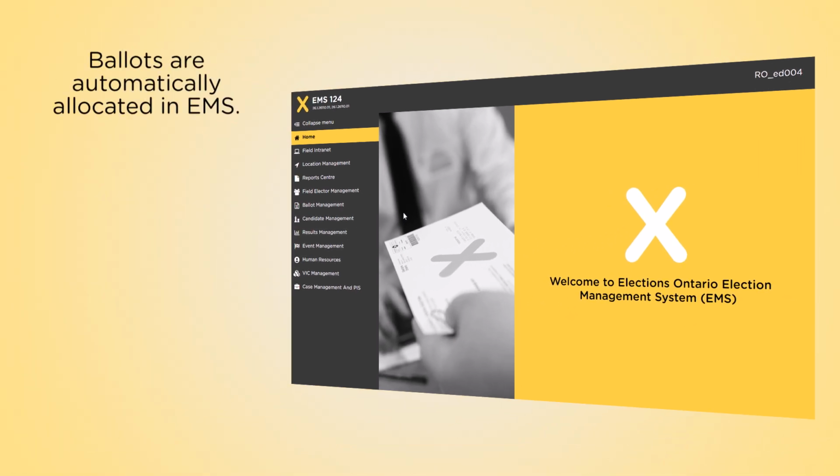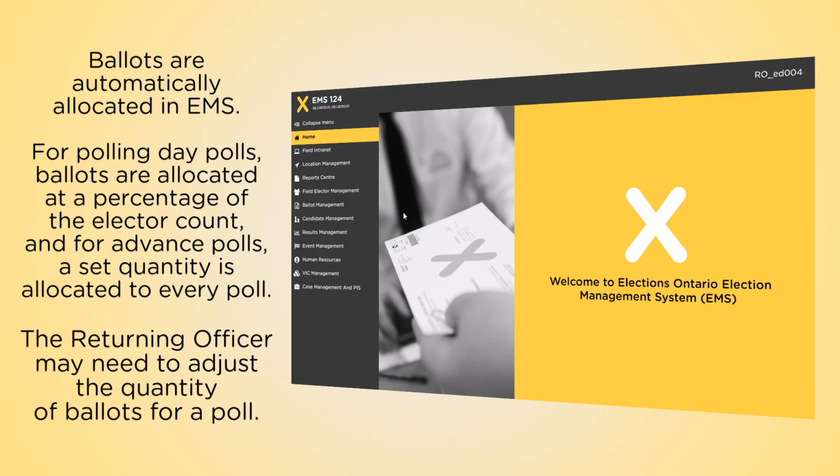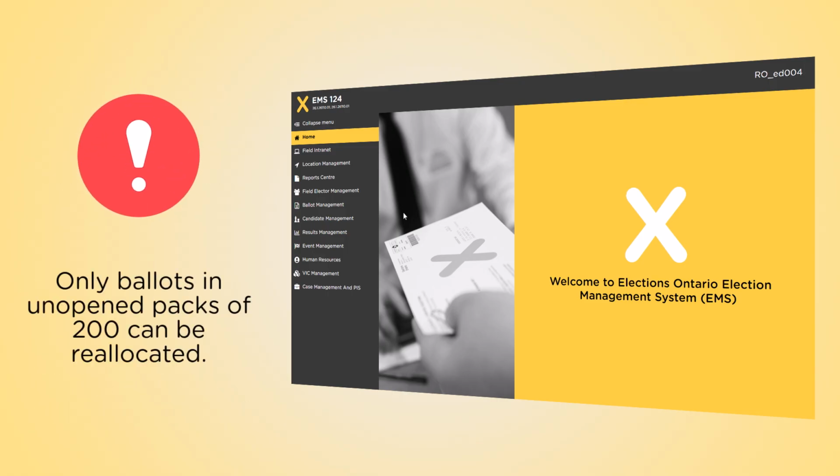Ballots are automatically allocated in EMS. For polling day polls, ballots are allocated at a percentage of the elector count, and for advance polls, a set quantity is allocated to every poll. The returning officer may need to adjust the quantity of ballots for a poll. Note that only ballots in unopened packs of 200 can be reallocated.